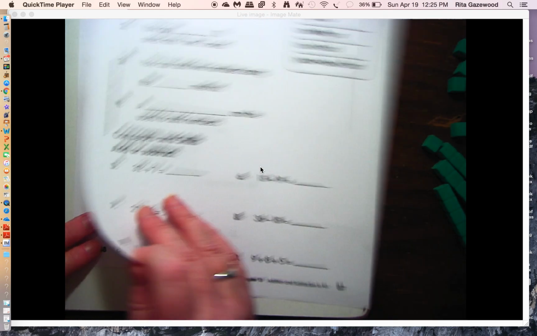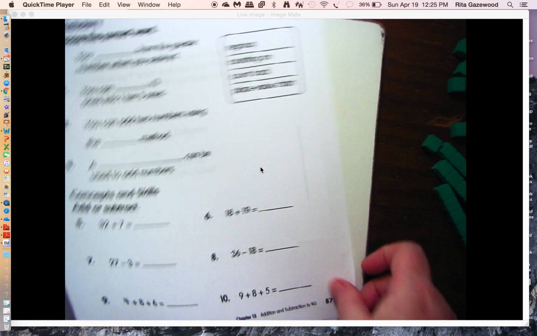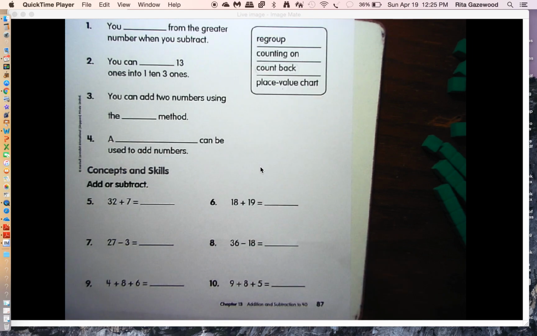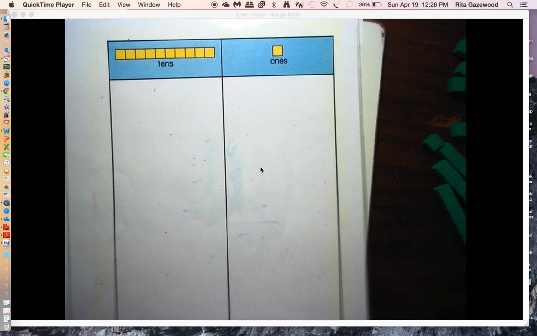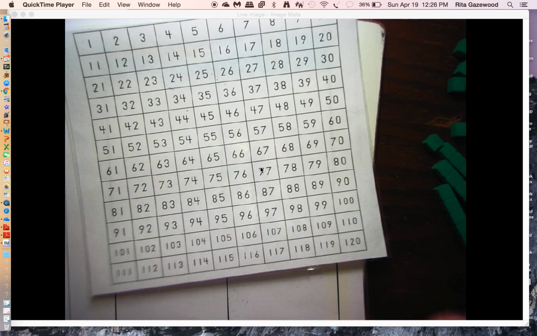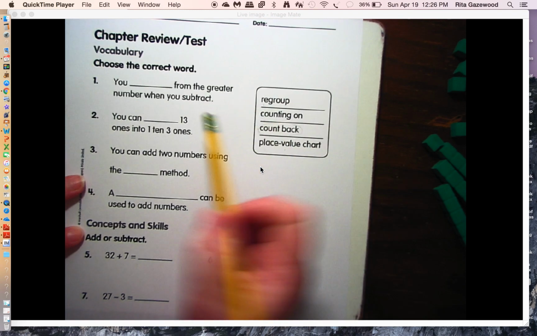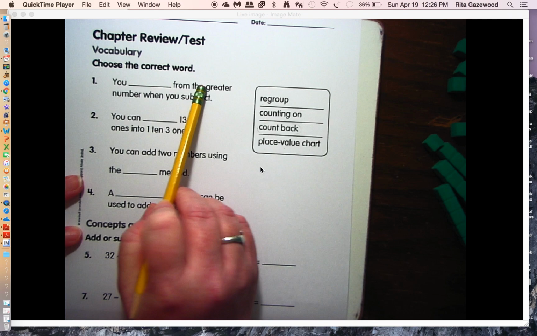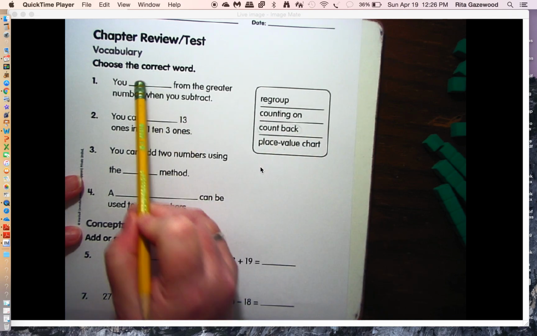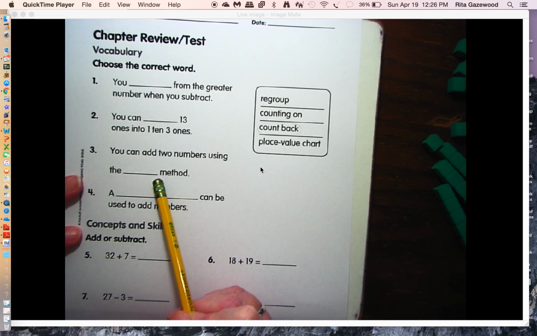Now we're going to go through the test or the review together. You're also going to want to make sure you have a place value chart handy. I know I sent one of those home for you, and also your 120 chart. Okay, so make sure you get those tools out as well. We'll begin with the activity over here, which is all about vocabulary. We're going to be using our word bank to fill in these sentences so that they're true statements.